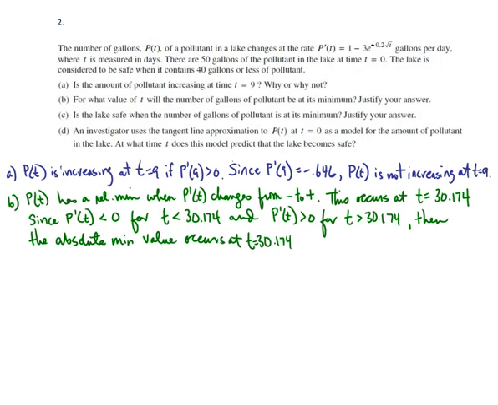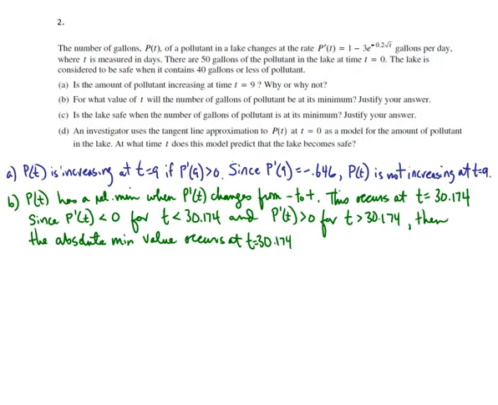Okay, so we'll pick up where we left off. We finished parts A and B. And in C, we're asked, is the lake safe when the number of gallons of pollutant is at its minimum? So obviously after that point, the amount of pollutant is going to increase. We want to know if the lake was ever safe.